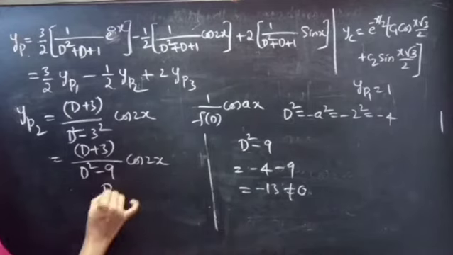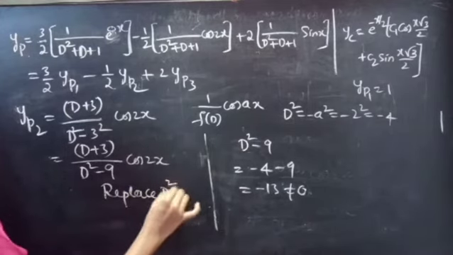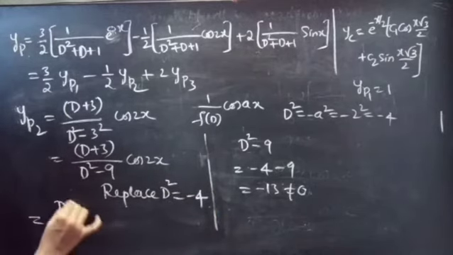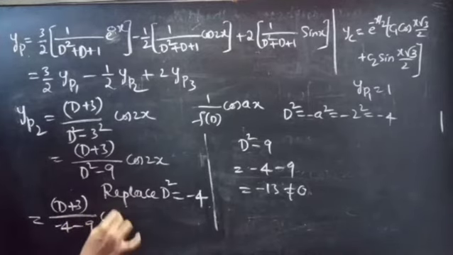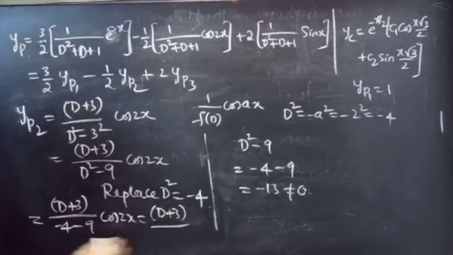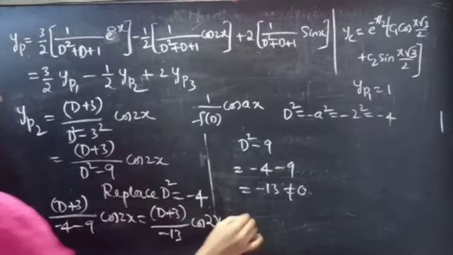So we can replace D square by minus 4. And this becomes D plus 3 by minus 4 minus 9 into cos 2x, which equals D plus 3 by minus 4 minus 9 is minus 13 into cos 2x, right?